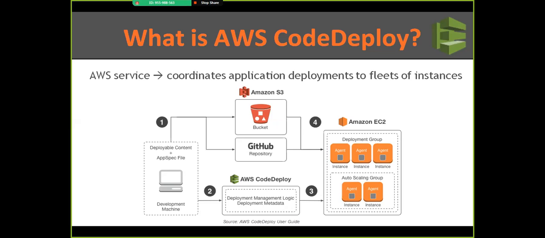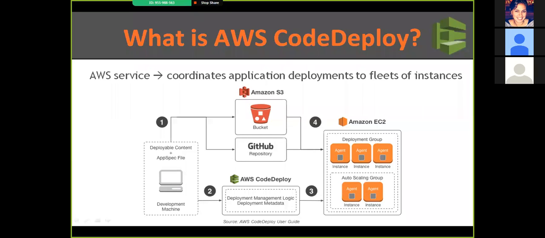So by definition, Amazon's CodeDeploy is an AWS service which helps coordinating application deployments to groups of instances, which can be either EC2 instances, on-premises instances, or even auto-scaling groups. And I found this diagram on the CodeDeploy user guide, and I borrowed it because it really shows all the components of CodeDeploy. So CodeDeploy aims at answering three questions. One is what we want to deploy, second, where to deploy, and third, how.